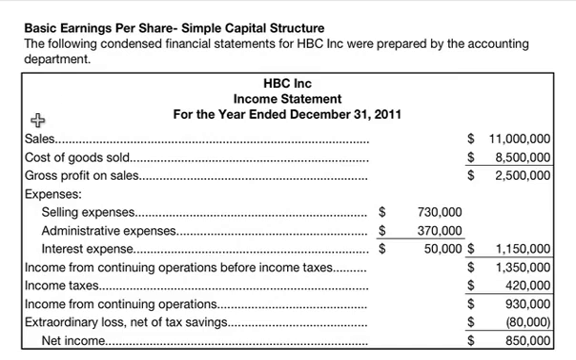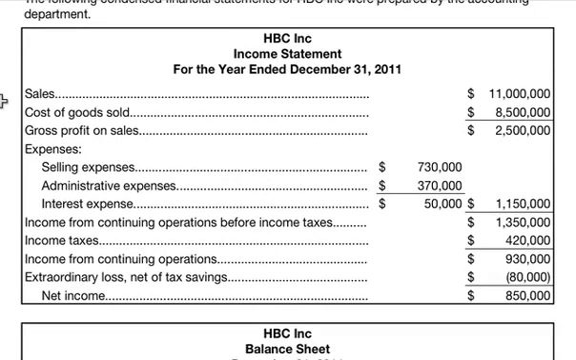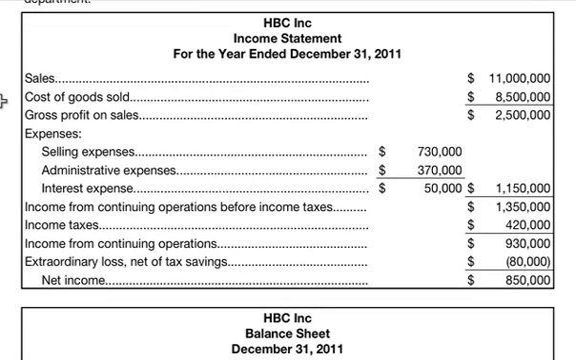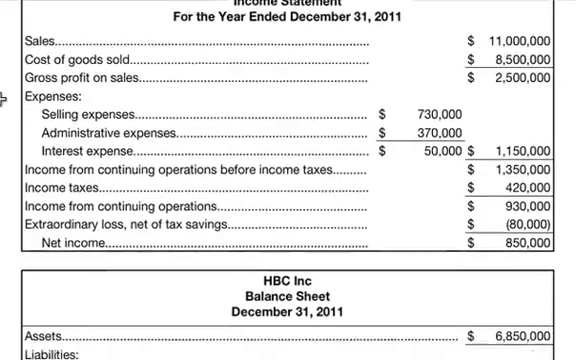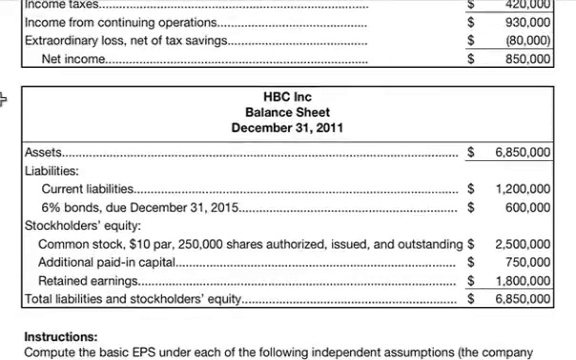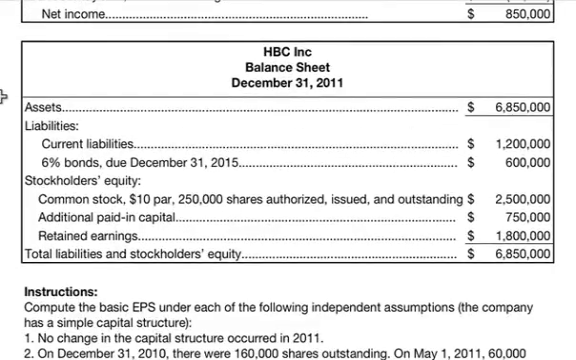Okay, in this problem we're going to go over the basics of earnings per share with a simple capital structure. The problem says the following condensed financial statements for HBC Inc. were prepared by the accounting department. And we have the HBC income statement for 2011. We have the HBC balance sheet.